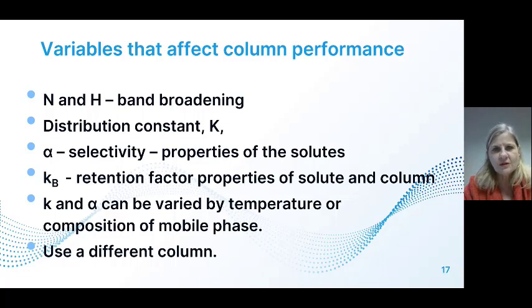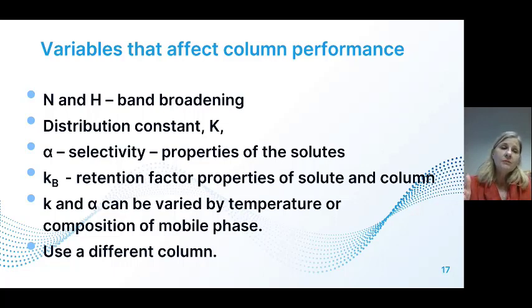Well, your distribution constant will play a role in N and H values. Your alpha value, which is your selectivity factor, has to do with the properties of your solutes, the analytes you're looking at. So it is important to use the correct column for the compounds that you want to separate. Then we also have the retention factor, which has to do with how long it takes for your specific compound to elute. This has to do with the solute and the column, because it's the attraction between the compound and the column that you have chosen.